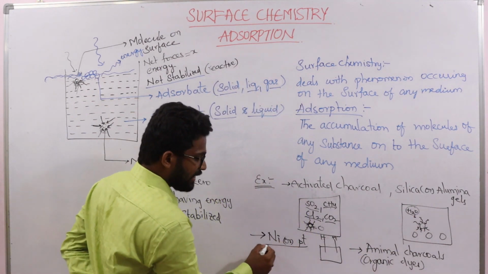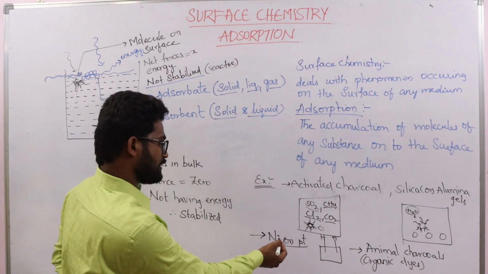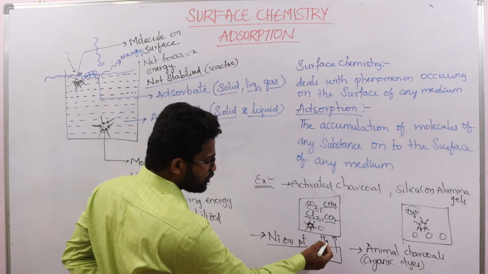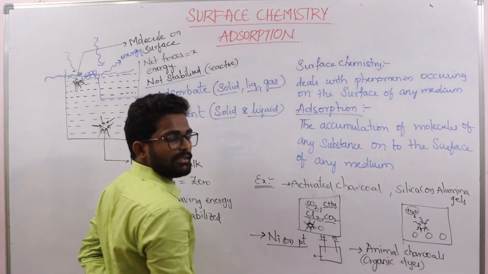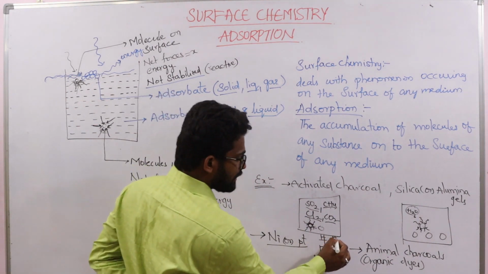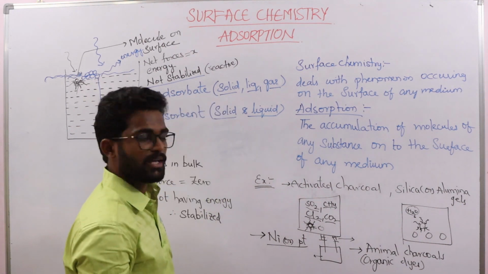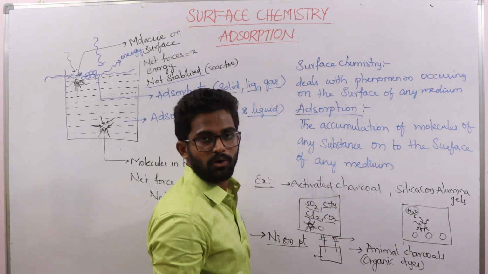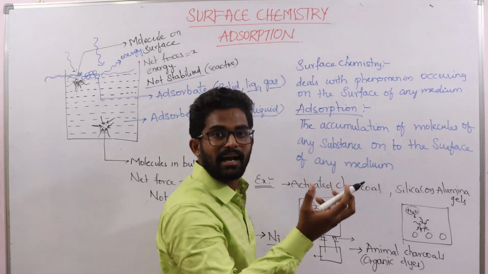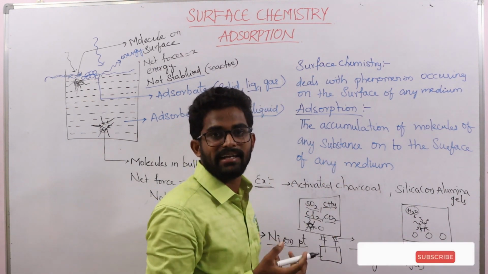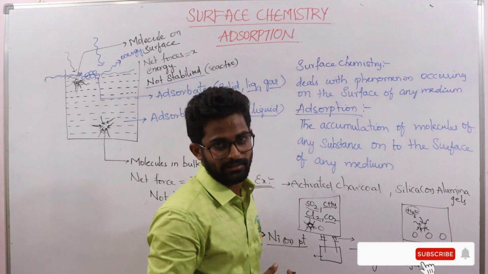In case of nickel and platinum metal, the nickel and platinum are absorbing the hydrogen molecules. So here the adsorbent is the nickel or platinum metal and the adsorbate is hydrogen. Then coming to animal charcoal, it is the adsorbent, whereas the coloring agents present in the organic dyes are acting as the adsorbate.